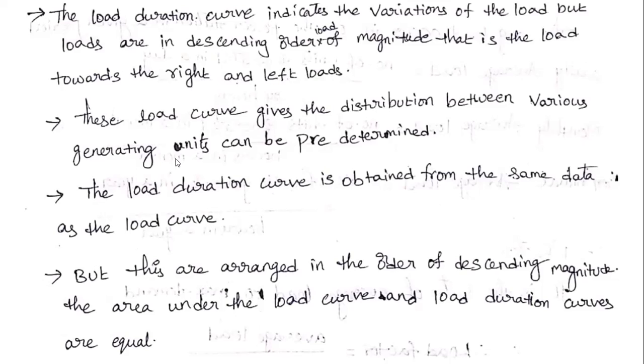The load duration curve will be drawn from the maximum point to the minimum point. That gives the variations of the load, but all the loads are in descending order. Therefore, the load duration curve is obtained from the same data as the load curve, but these are arranged in the order of descending magnitude.